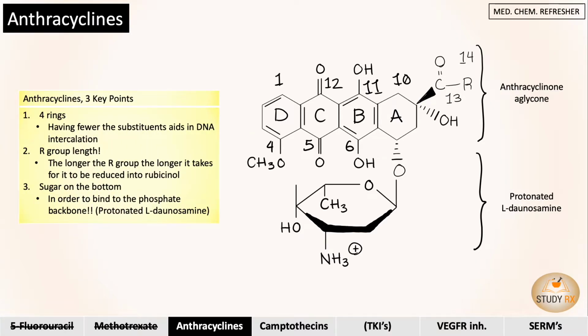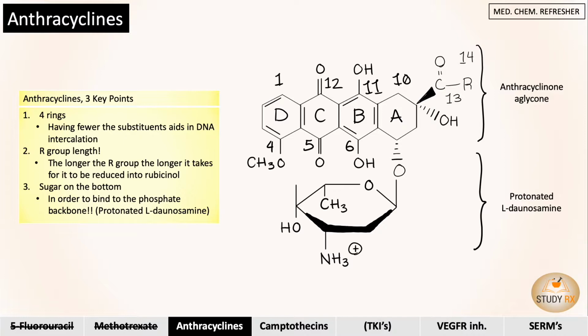So a good way to remember what this looks like is it's literally 4 rings attached to each other. If you see 4 rings attached to each other, it's a good telling point that it's more than likely an anthracycline. You generally want your anthracycline to have few to no substituents because you're trying to fit it into the DNA, so you want less hindrances. So the fewer substituents, the better it generally is.